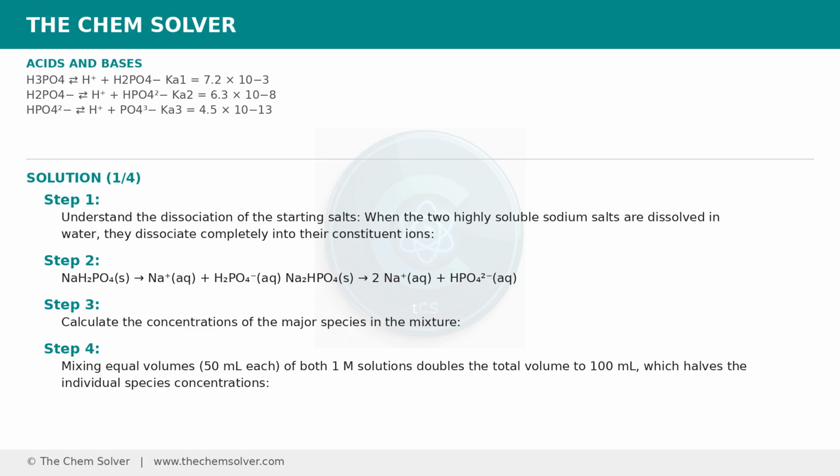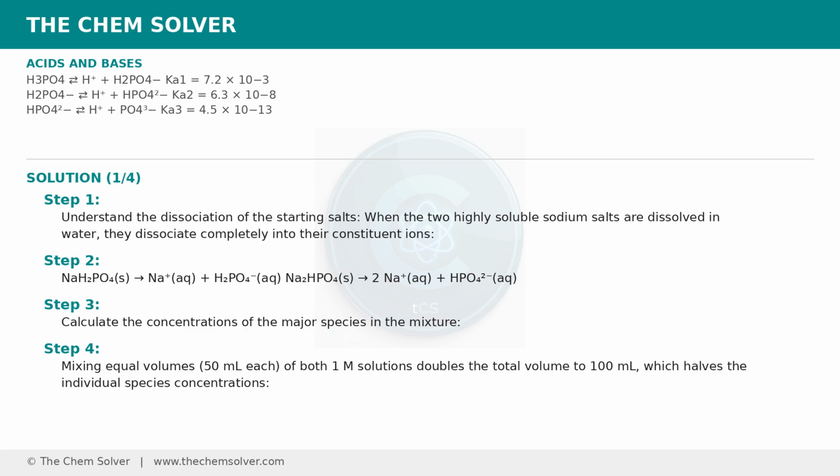Understand the dissociation of the starting salts. When the two highly soluble sodium salts are dissolved in water, they dissociate completely into their constituent ions. NaH2PO4 gives Na⁺ plus H2PO4⁻. Na2HPO4 gives 2 Na⁺ plus HPO4²⁻.